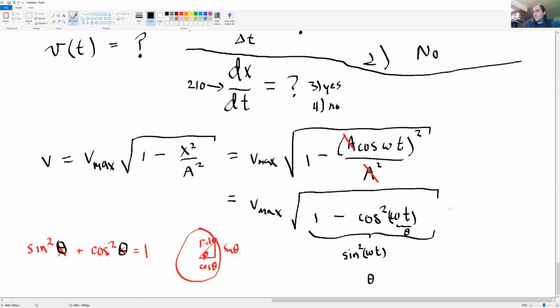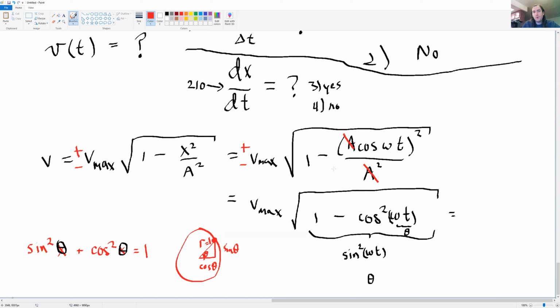And if I take the square root, I always have to be careful about plus or minus. Oops, I totally forgot my plus or minus here. I should have plus or minus, right? Because it could be going to the left or the right.